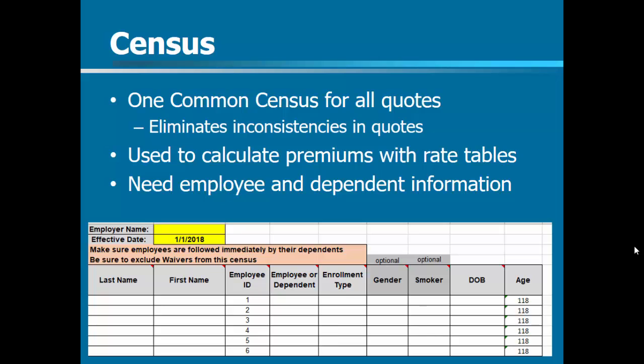We have employer dependent. We still are going to work with enrollment types. Gender and smoker are optional fields. And you'll also notice at the end we're going to enter a date of birth, and the 118 there on the age has to do with the formula that will match that date of birth up with the effective date. So we are always calculating the age based on that effective date that we enter in that field.